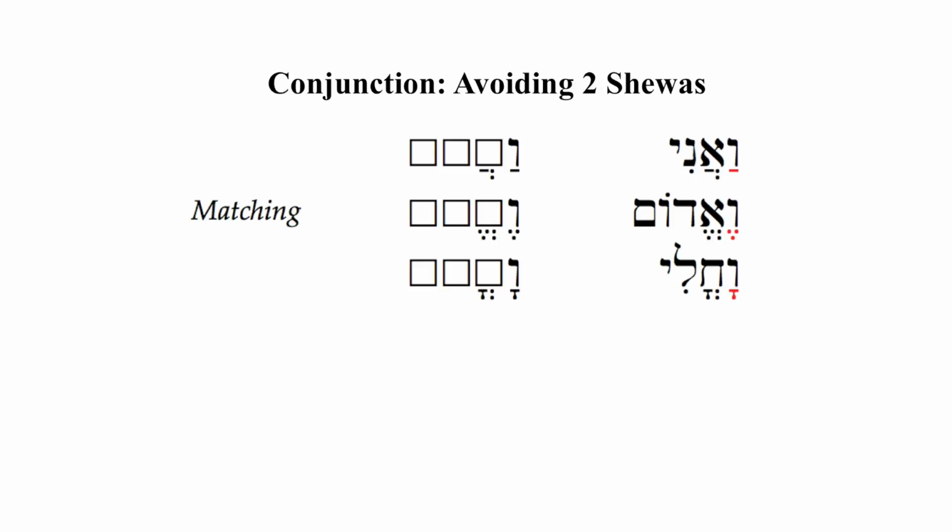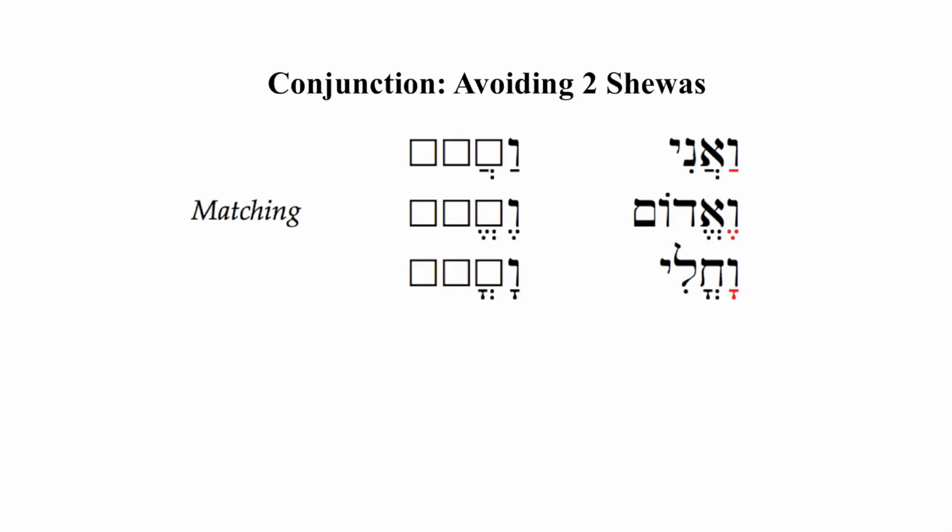So if you have a composite schwa, what they will do is they will match the vowel. So for example, in the word ani, I, we have an A-class composite schwa. We match the vowel of the conjunction to the vowel that is in the composite schwa and create a nice, smooth transition into the word, va'ani.